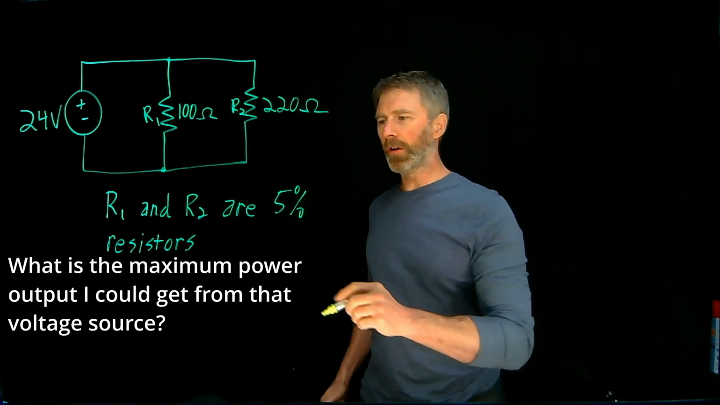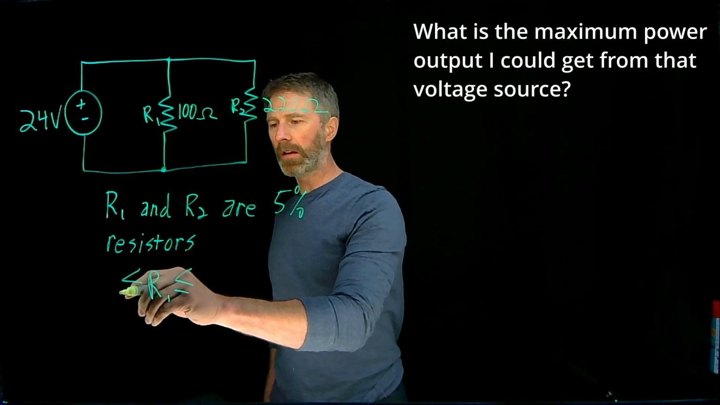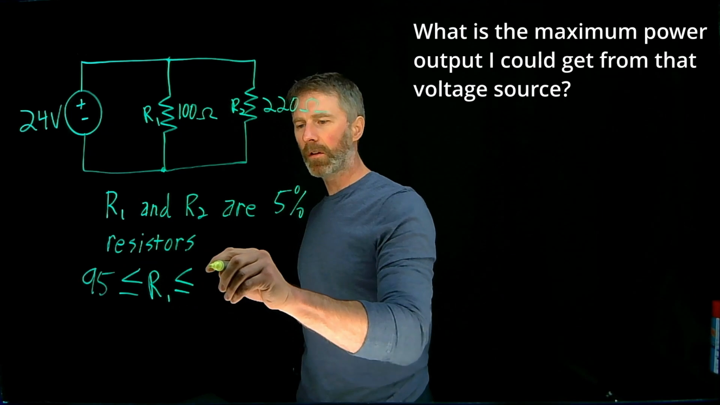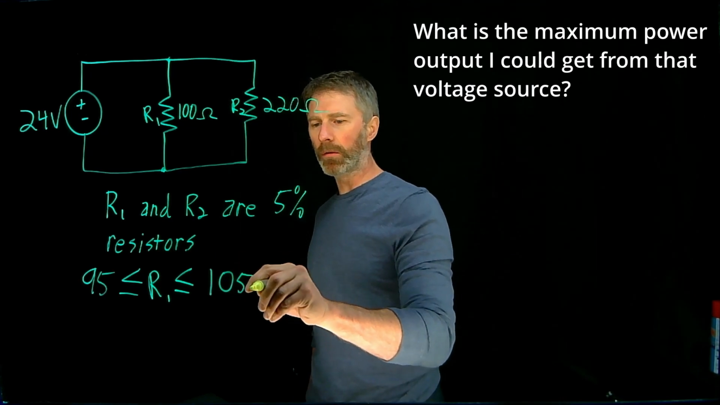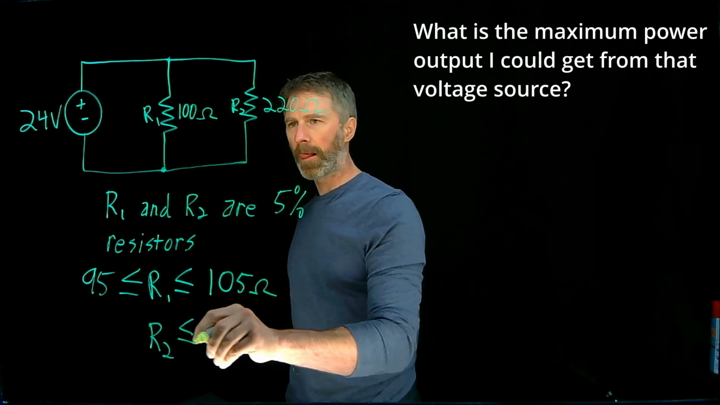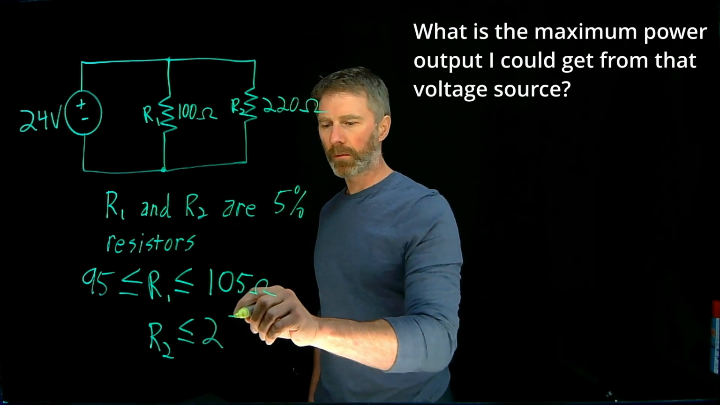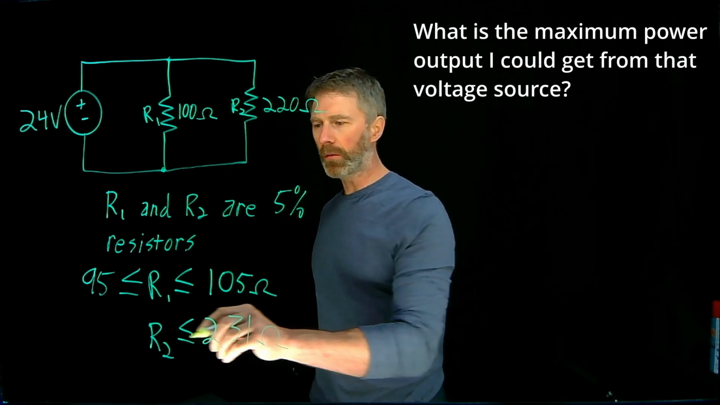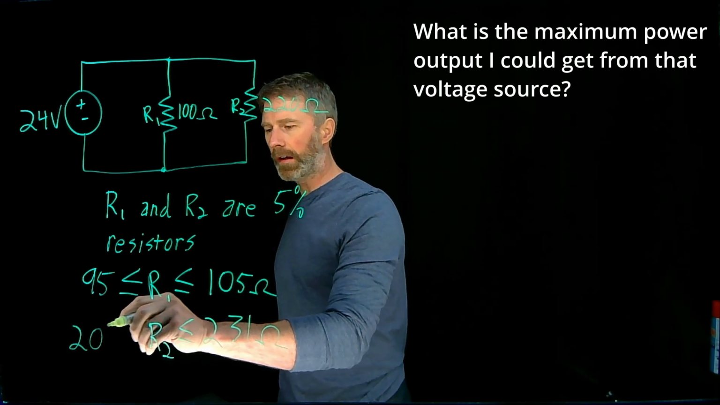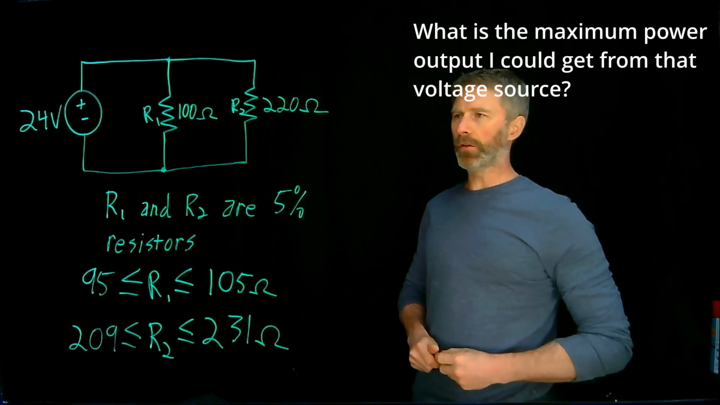So the range for R1 is going to be between 95 and 105 ohms. And R2 is going to vary between 209 and 231 ohms. So R2 is from 209 to 231 ohms.